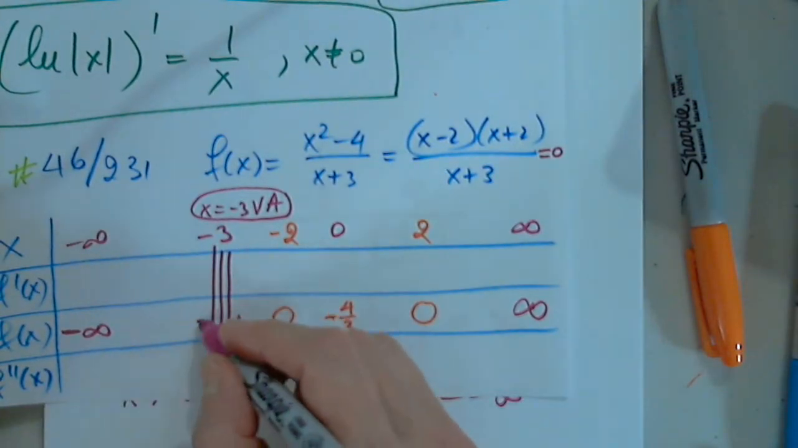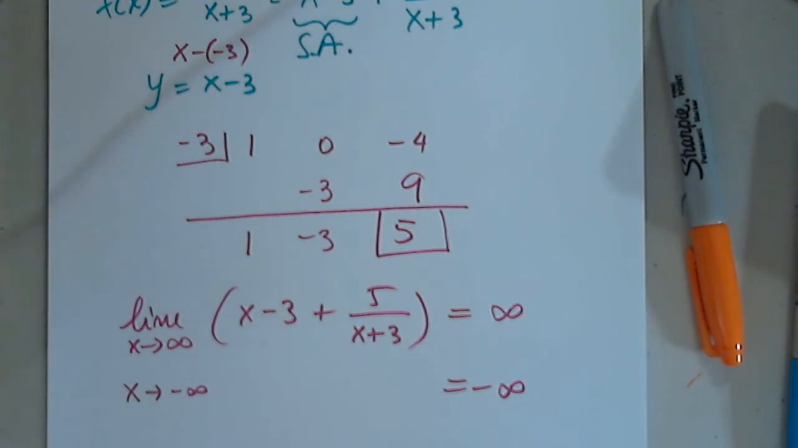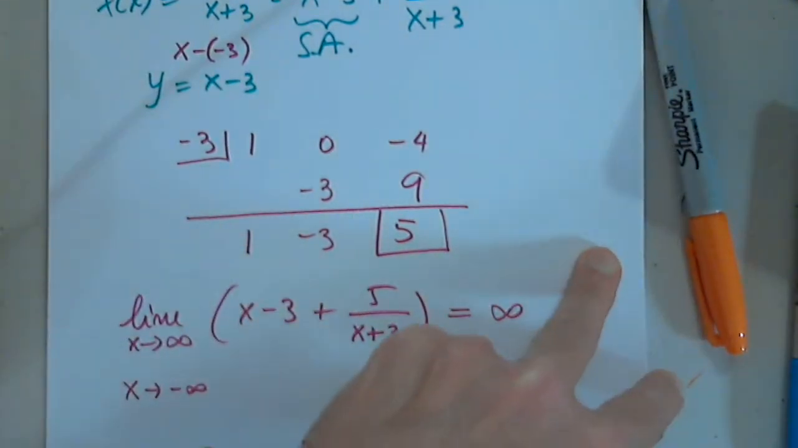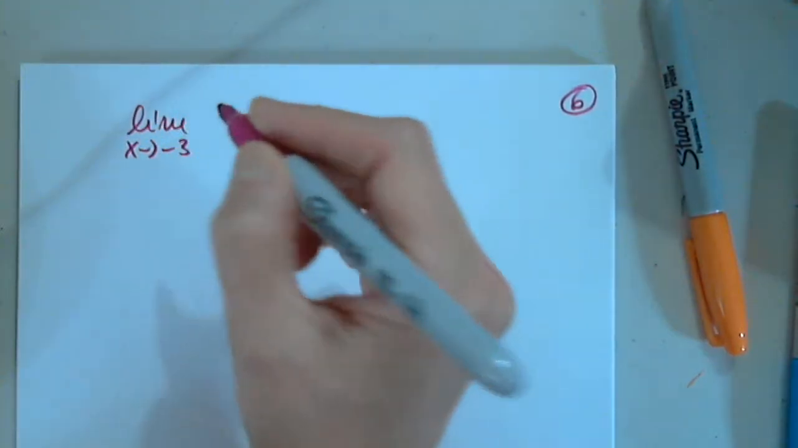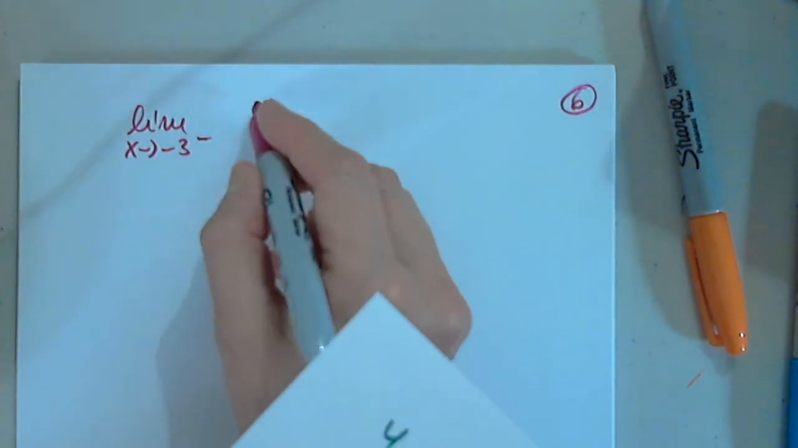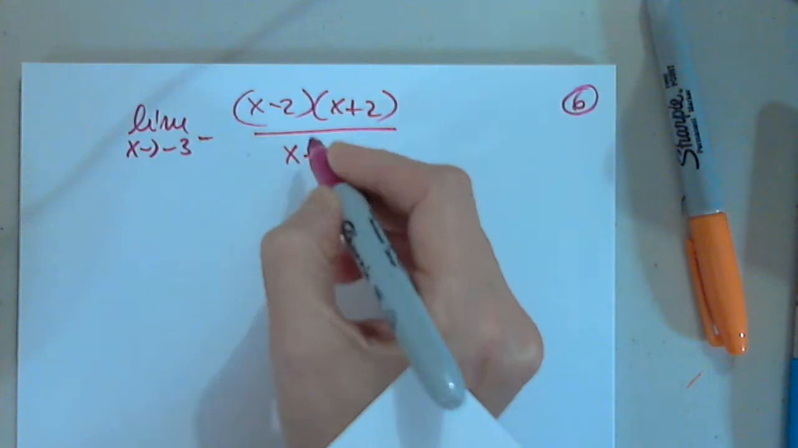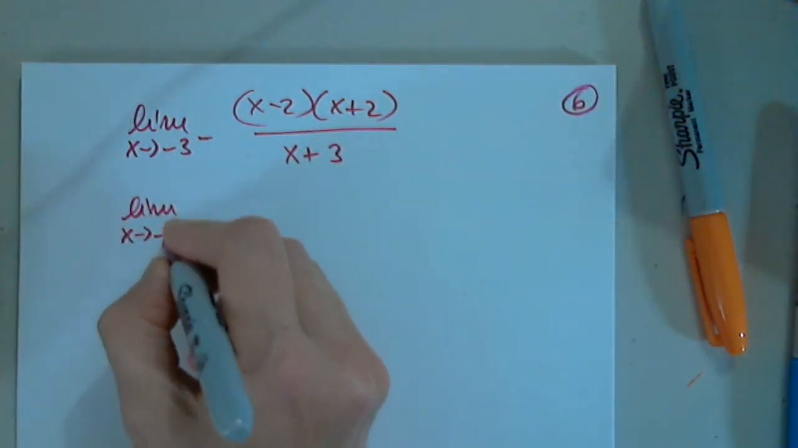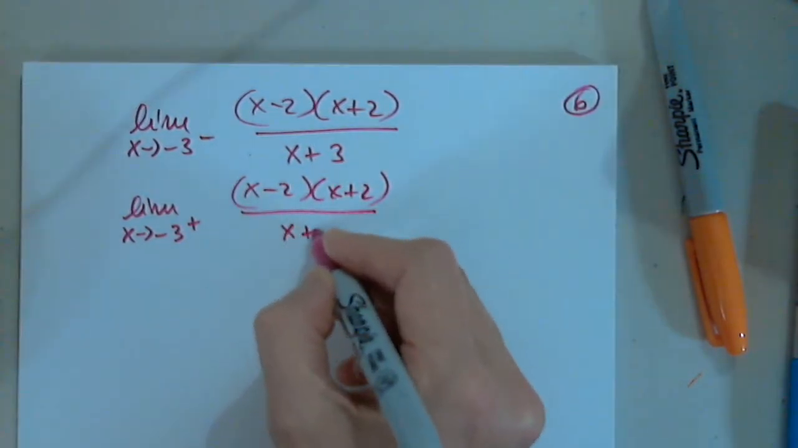Now I need these two. And I prefer that form for these two. And then we can look at the first and the second derivatives. Okay. So where is it? The limit as x approaches negative 3 from the left of (x minus 2)(x plus 2) over (x plus 3), and the limit as x approaches negative 3 from the right of (x minus 2)(x plus 2) over (x plus 3).